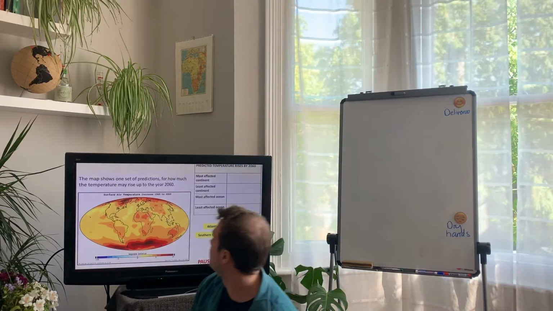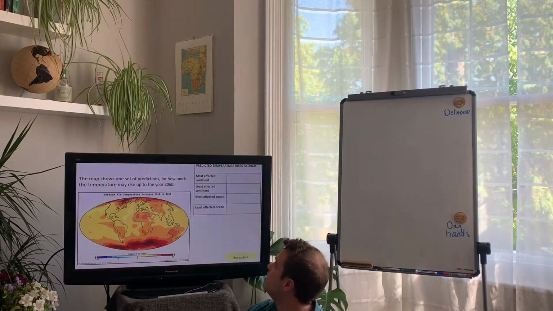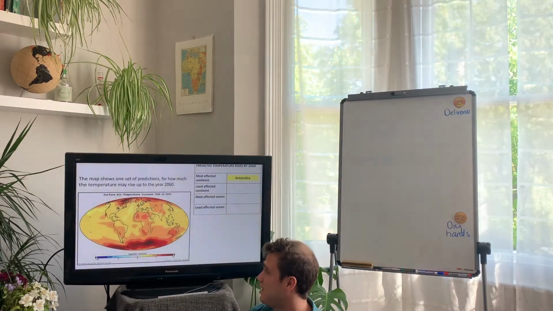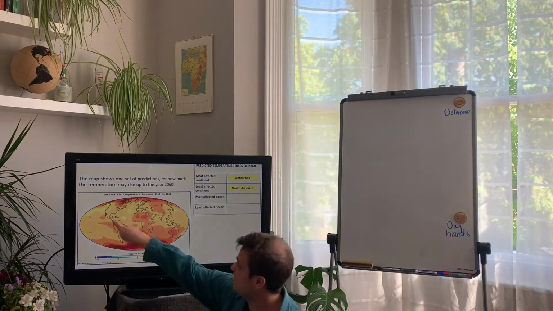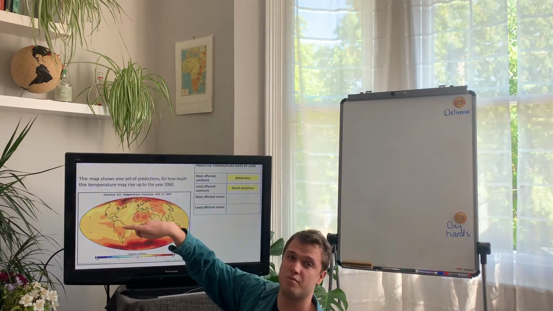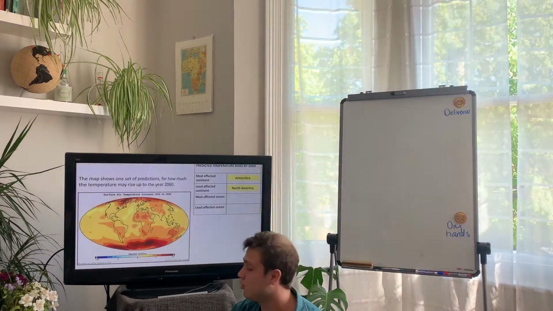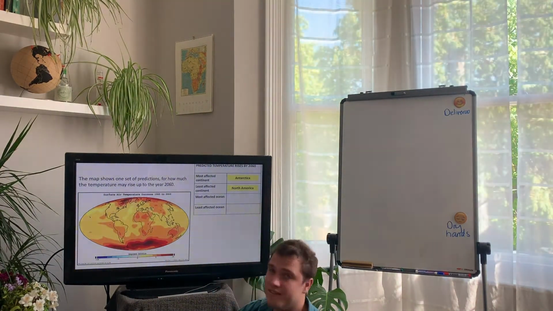All right, let's go through these quickly then. Our most affected continent is clearly Antarctica. We can see Antarctica here, a huge rise in temperature that pretty much spans the whole continent. And then our least affected continent is actually North America, which is ironic because they're producing a lot of the carbon. We can see that they've got the least changes. They've got no real amounts where they're going to be heavily affected.